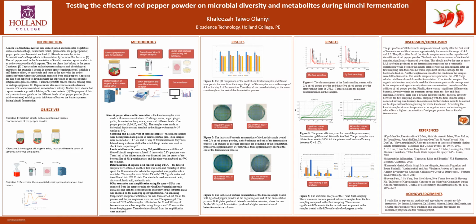The lactic acid bacteria count of the kimchi samples significantly decreased over time. This should not be the case, as more lactic acid bacteria are produced as the fermentation progresses, but a reasonable explanation is that, since the kimchi samples were all homogenized after the first sampling, there was no whole kimchi or whole ingredient for the bacteria to feed on. Another explanation could be the conditions the samples were left to ferment in. The kimchi samples were placed in the -8 degrees fridge, which could have slowed down the fermentation of the kimchi samples.